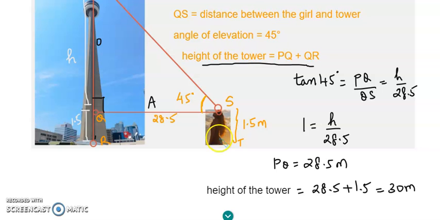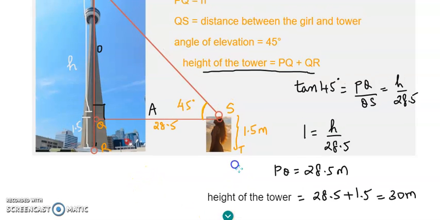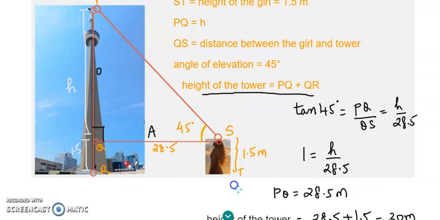Again, the height of the person has already been measured in the tower. So the remaining part is where we are applying the trigonometric rule. Clear?